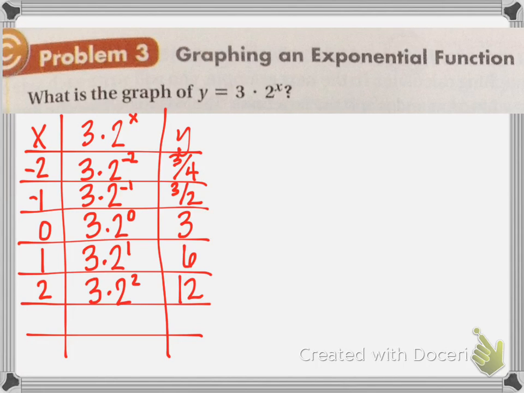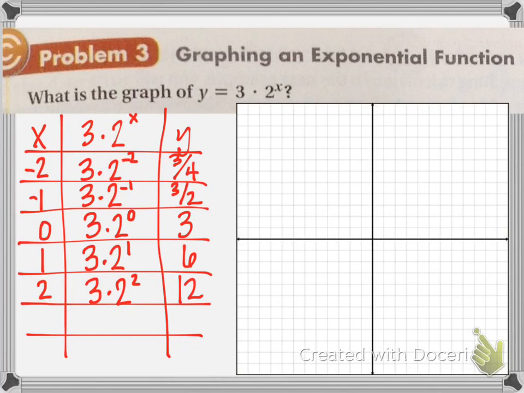All right. Now that you've got this going on, hold on, let me grab a graph. Okay, there we go. Got a graph. Now we're going to graph those points. So if I was going to graph this point, I'd graph -2 on the x, 3/4 on the y. So we go left 2, and then up 3/4. So about almost to 1, but not quite. Over there. Okay. -1, and then we go up 3/2. So 1 1/2. 0 will go up 3. 1 will go up 6. And 2, you go up 12.